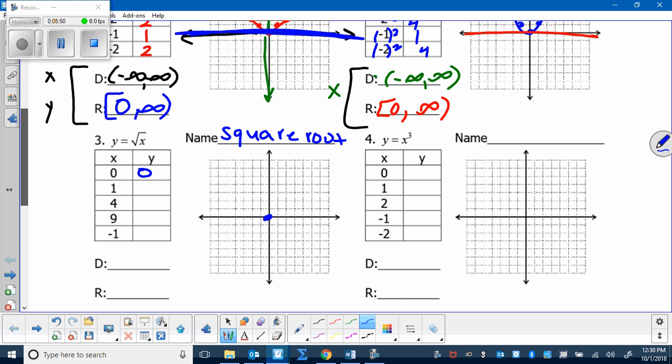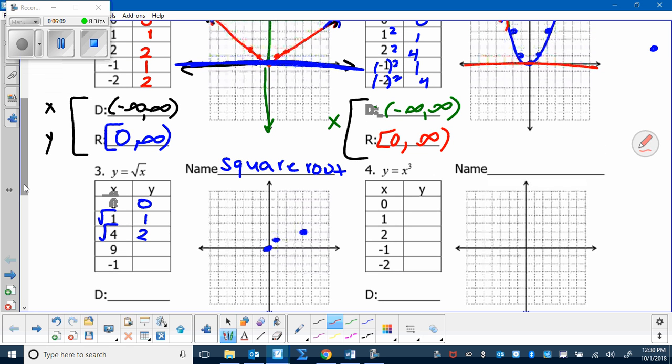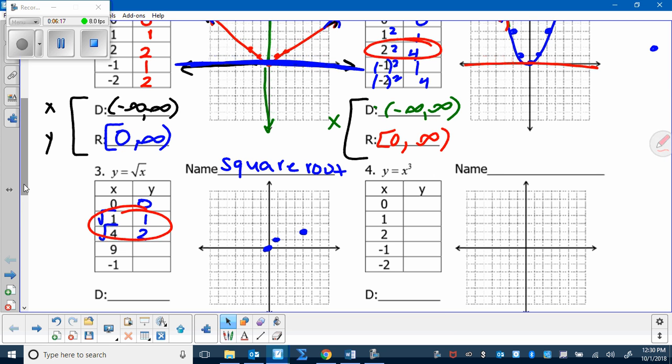Then the square root of 1 is 1. So (1, 1) is a point. Again, all three so far have a point at (1, 1). The square root of 4 is 2, so (4, 2). So guys, doesn't it make sense that the points on your square root graph are opposite the points on your squared graph? Yeah, because they're inverses. They're opposite of each other.